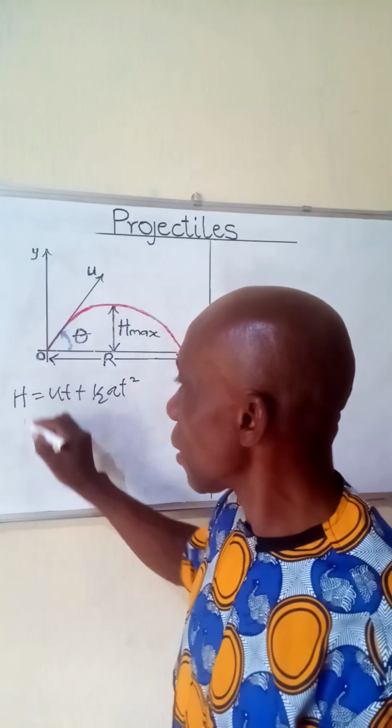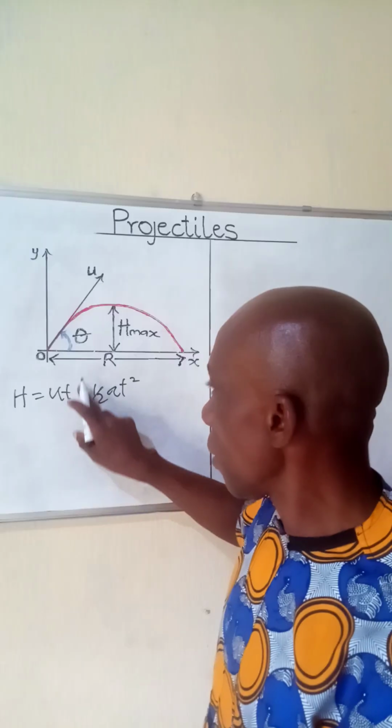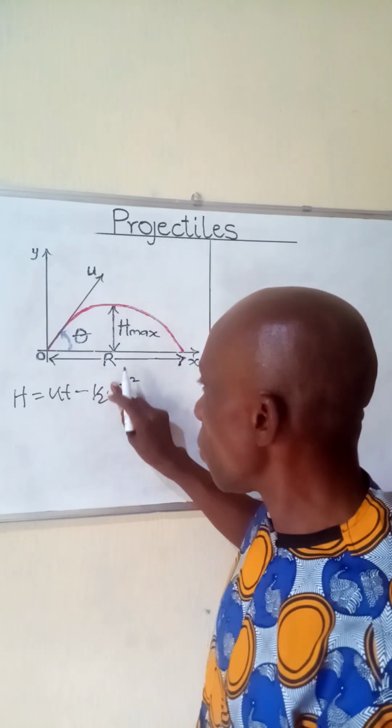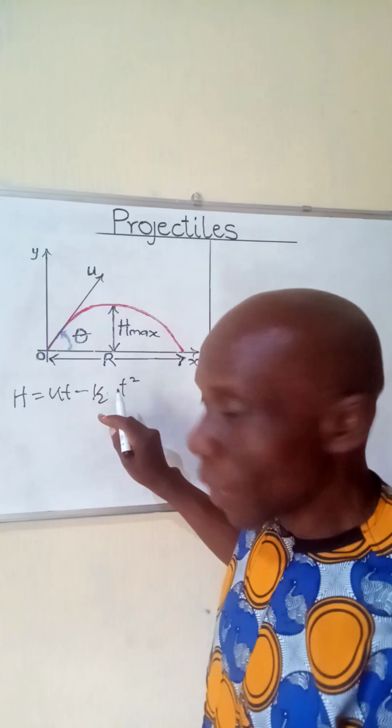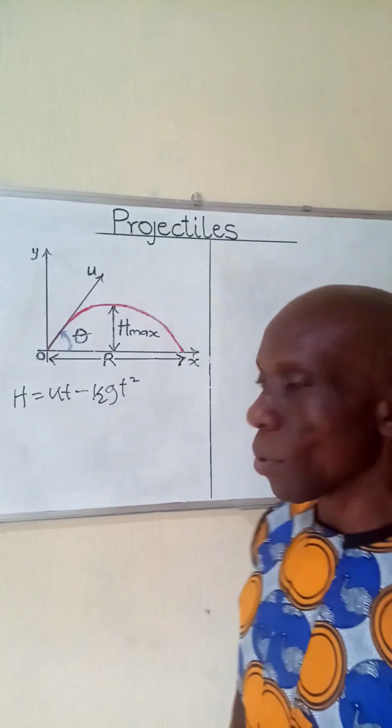We will have capital letter H. And since the object is going up, as it is shown here, we replace this with a negative sign because acceleration due to gravity will be negative. We had explained that also in the previous video, all the explanations we need. So this is what we are going to use.